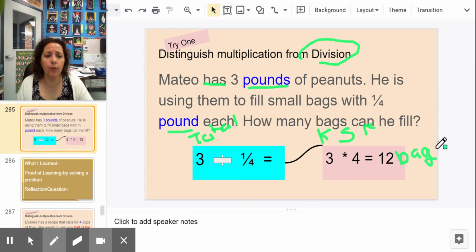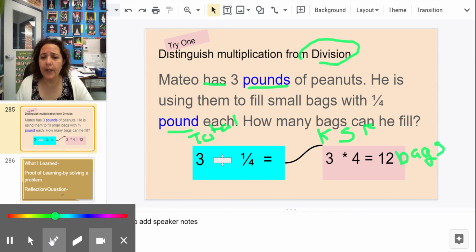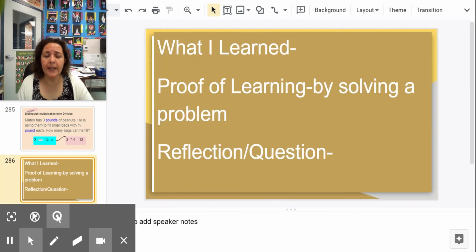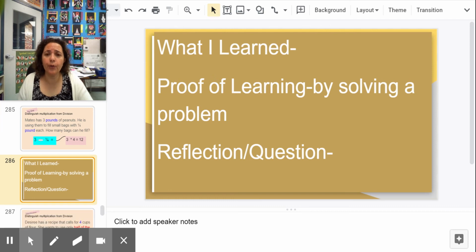All right, and we will practice some more of these in class tomorrow. So, what did you learn today? Write it down in your math notebook: what you learned, and proof of learning by solving a problem. Make up your own word problem, either multiplication or division, and then we'll share tomorrow in class. That'll kind of be fun, right? Trying to solve each other's word problems. And then add a reflection or a question you may have.